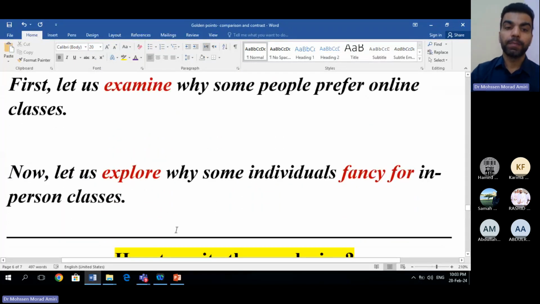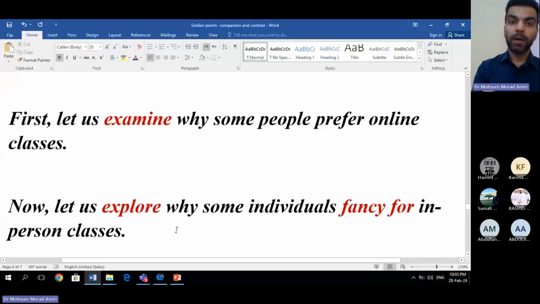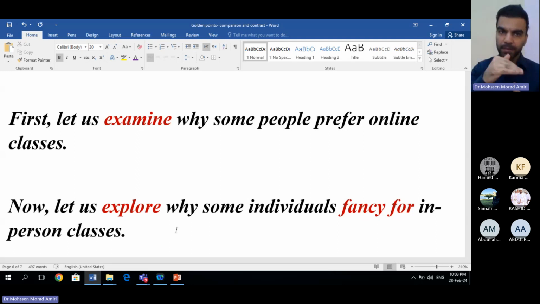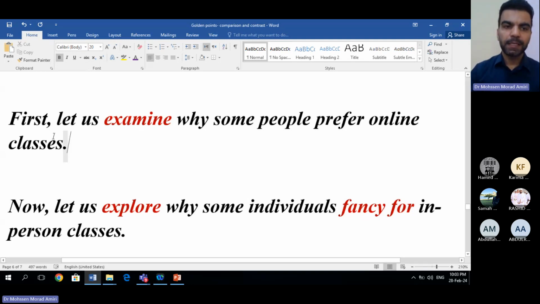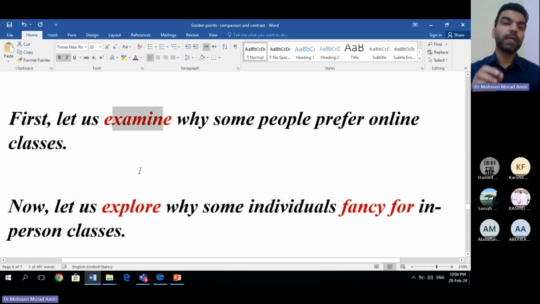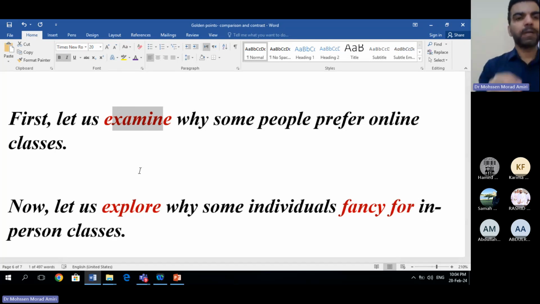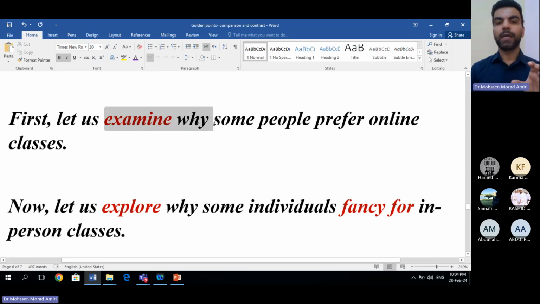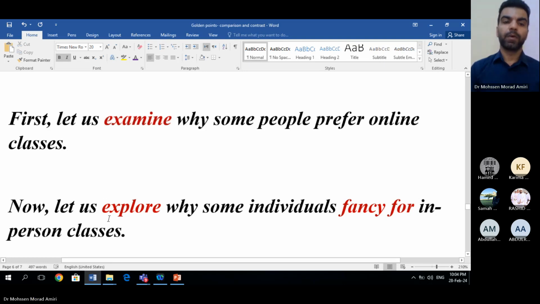So, Shabab, I was talking about the body. When we want to start the body, these sentences will help you. They call them topic sentences. First, let us examine. So you should not keep writing let us examine for everything. In one paragraph, you write let us examine. In another paragraph, you write, for example, let us explore. This is one nice way: why some people prefer online classes. Okay?